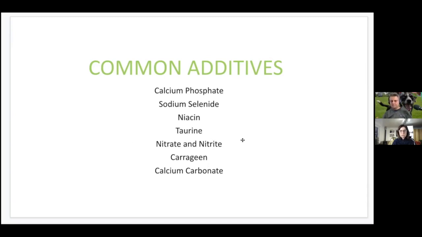Try to avoid it. Then we have calcium carbonate, which is chalk, or seashells and all that stuff that is not living anymore. Try to avoid it because its bioavailability is low and it increases the inflammation in the body.